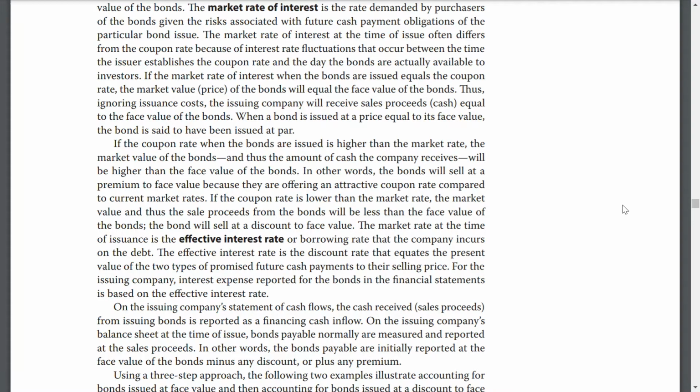issued at par. If the coupon rate when the bond is issued is higher than the market rate, then the market value of the bonds, and thus the amount of cash the company receives, will be higher than the face value of the bond. In other words, the bond will sell at a premium to face value because they are offering an attractive coupon rate compared to the current market rates.